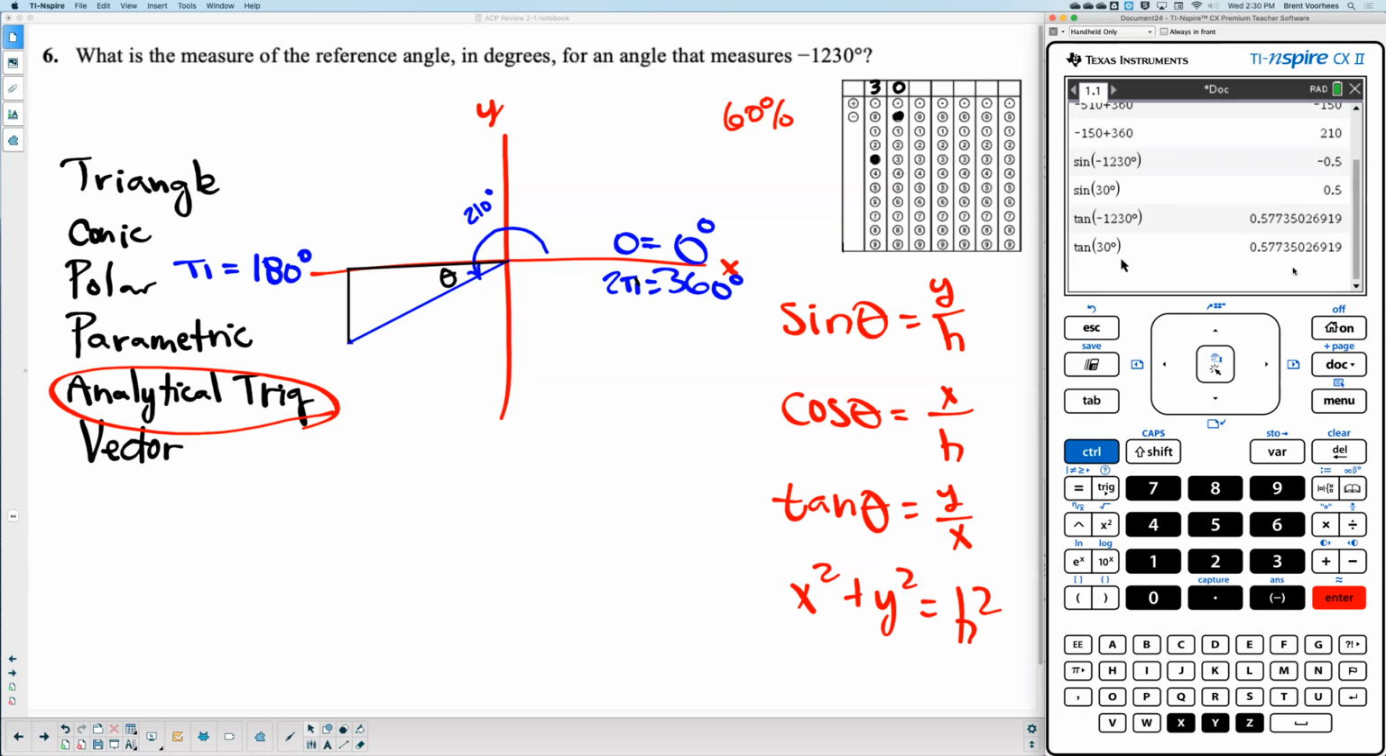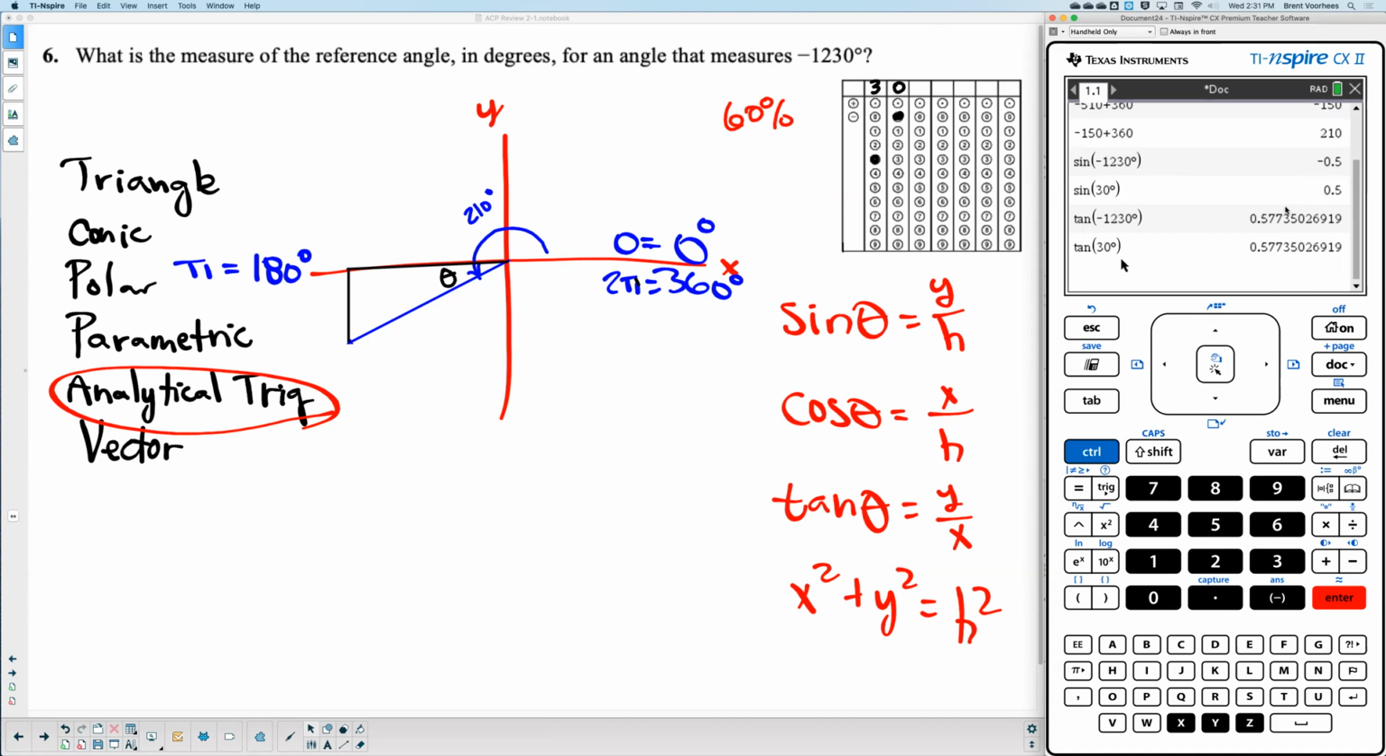You see how no matter which trig function I pick, they got the same decimal? A reference angle will always give you the same decimal. Tangent gave the same as tangent, sine gave the same as sine. The only thing that might be different on a reference angle is it could be positive or negative, and that's okay. That part doesn't matter. So that's the way in the calculator of doing reference angle as well.